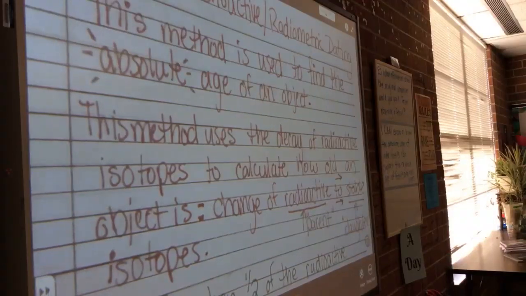Over time, those radioactive isotopes start to decay. Then they're no longer radioactive. Then they're stable isotopes. The radioactive isotopes scientists call the parent isotopes.